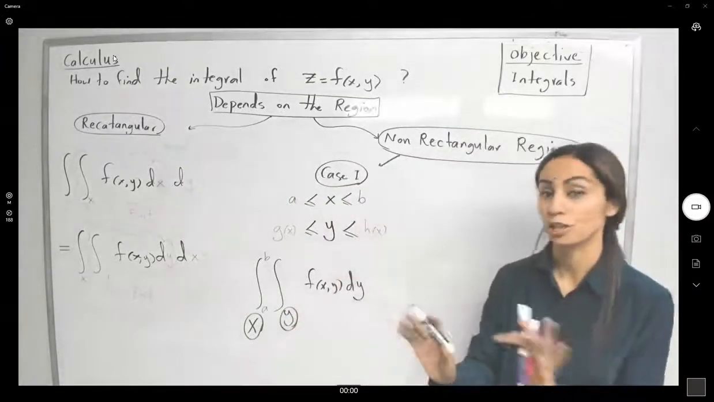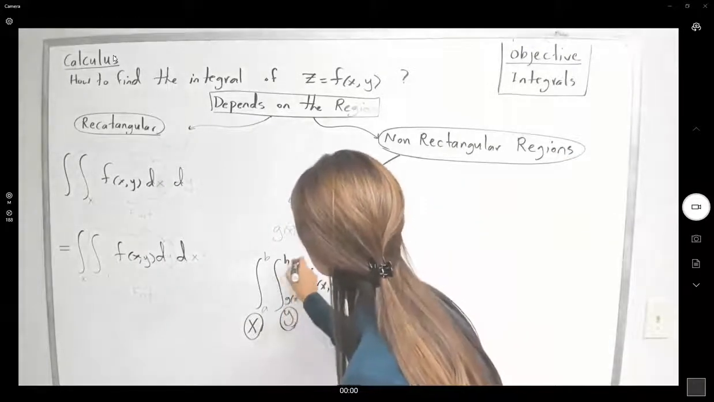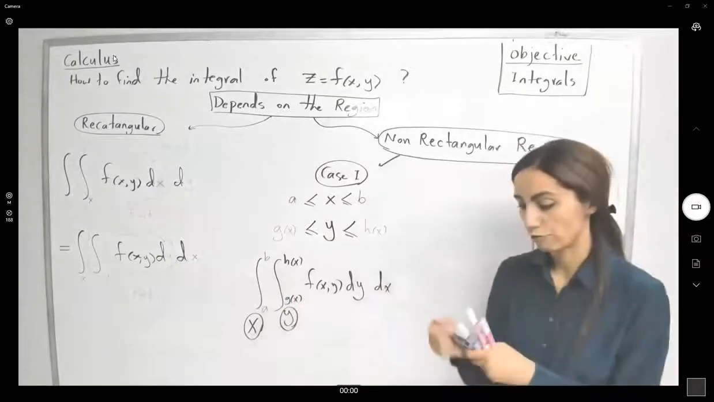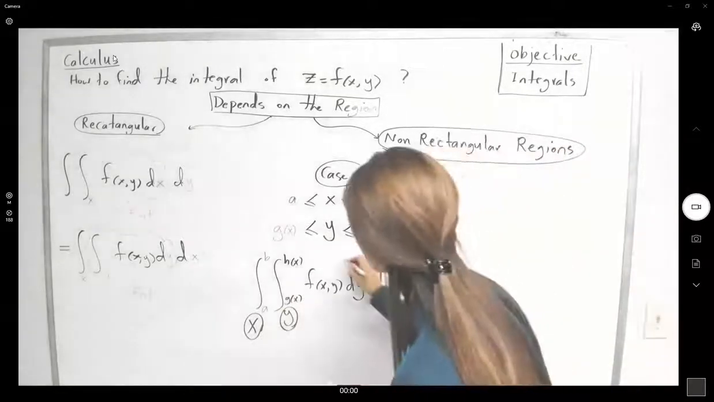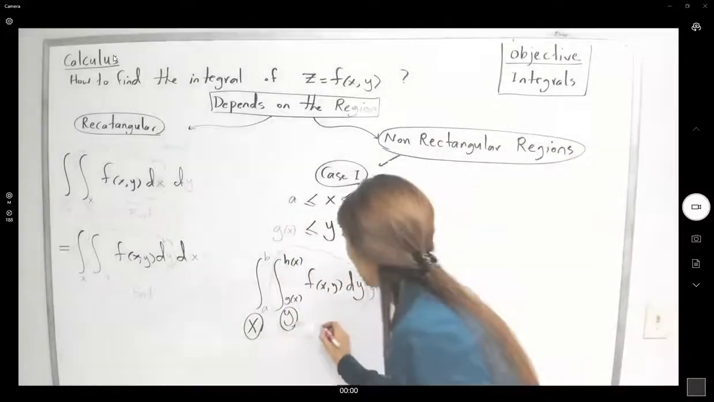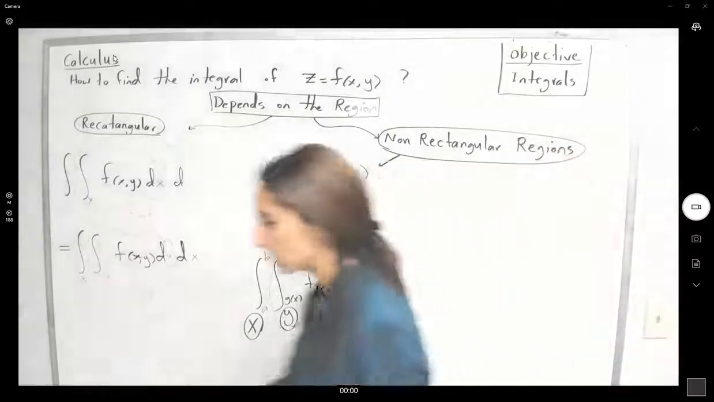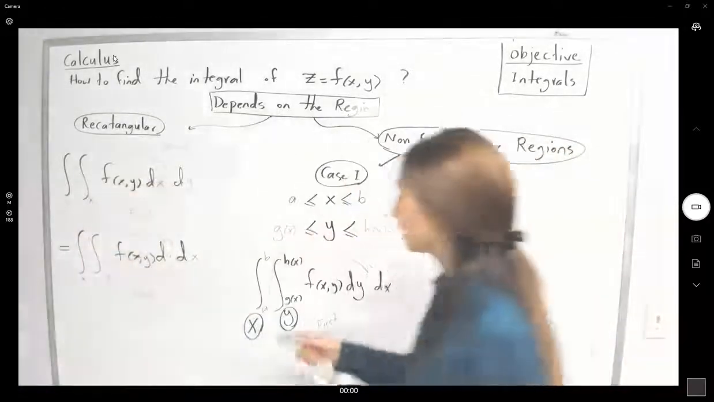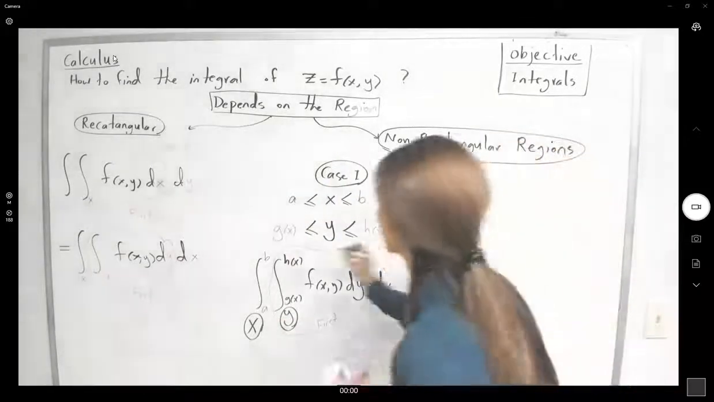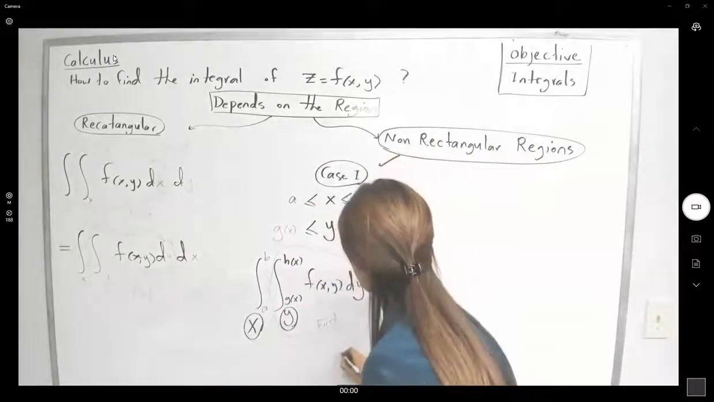You cannot change the order. g of x, h of x, and x. This guy comes first, taking the integral with respect to y. It is your first integral. And then you take the integral with respect to x. Because your x has numbers, you can plug those in and get the final answer. Second.